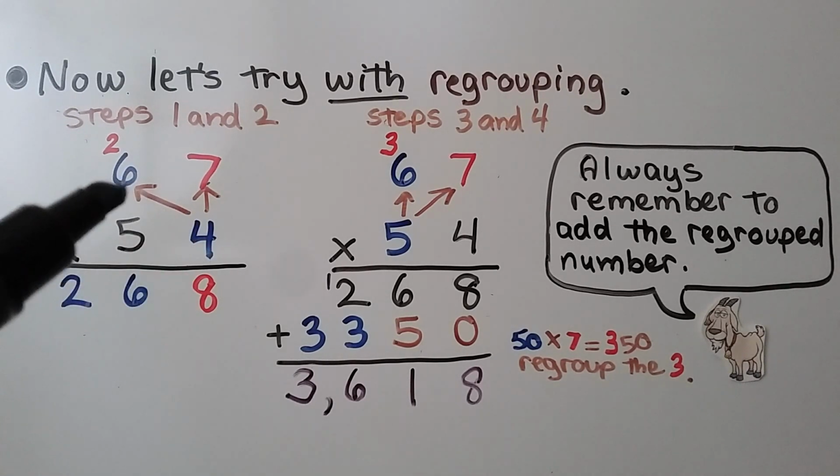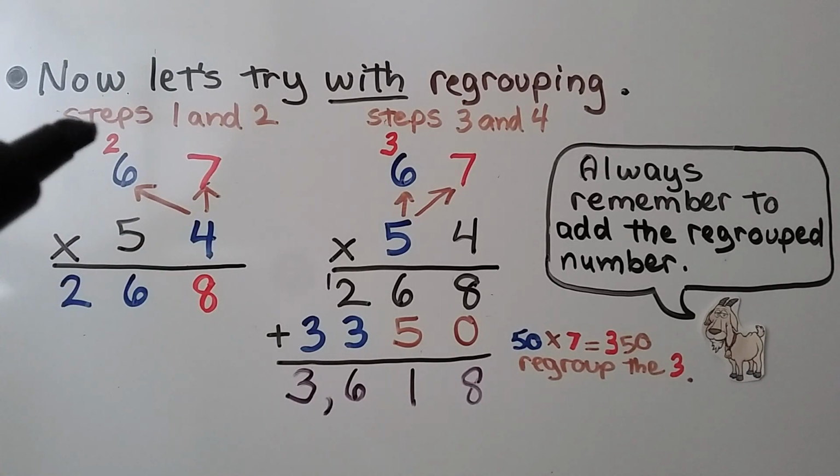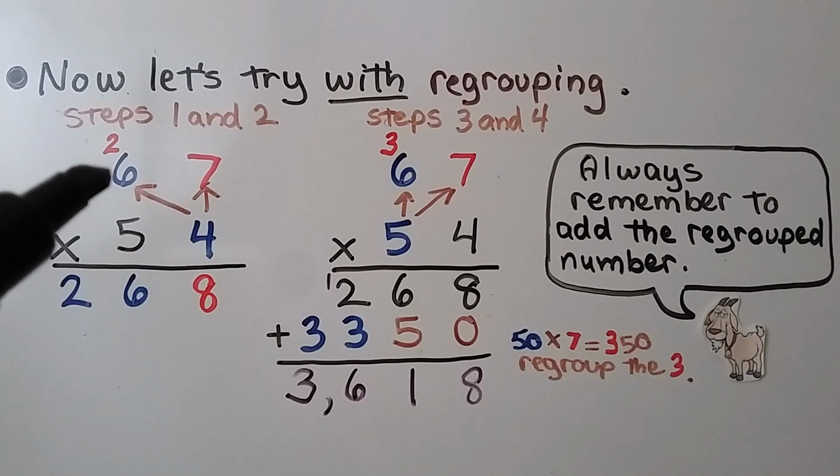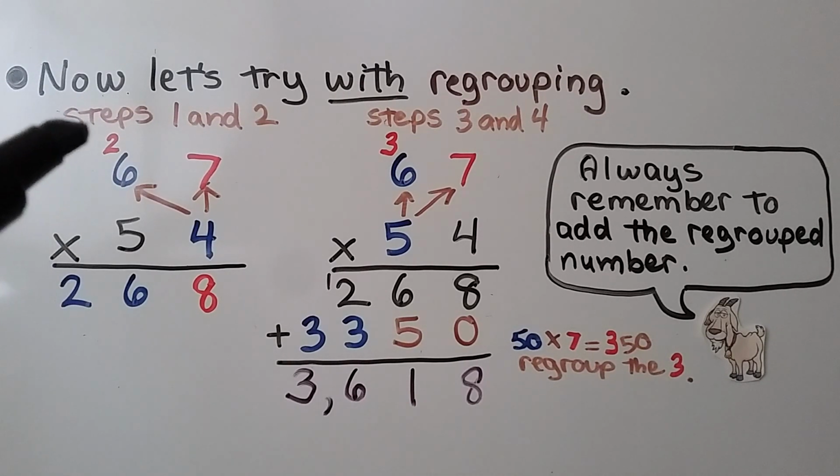Now we're going to do 4 times 6, which is 24, 25, 26. We add that 2, and we put the 26 here. It's really 4 times 6 tens, which is 24 tens, plus 2 more is 26 tens. See that?